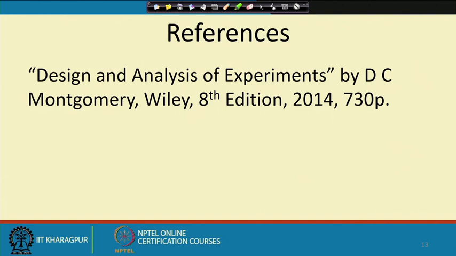So with this I finish this first lecture, but at the end I must tell you that this is the book Design and Analysis of Experiments by Montgomery. This is an excellent book. There are many good books available in the market, so you can go through many other books also. As I have gained heavily by reading this book, I recommend it, but it is not that there is no other book. There are many good books available in this domain.